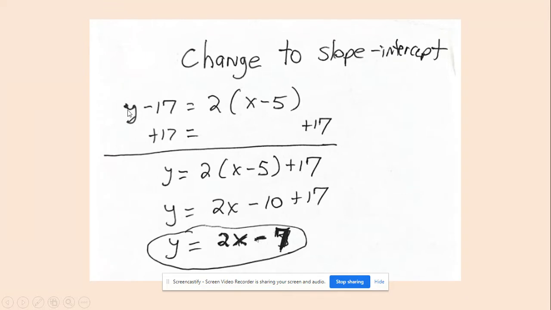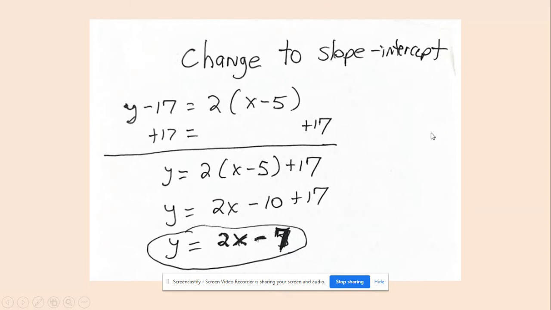Let's see what happens. So we're going to change the first equation we came up with into slope-intercept form. y minus 17 equals 2 times x minus 5 is what we wrote. And if we want to get y by itself, we're going to add 17 to both sides. And you can see that does get the y by itself. And we just have to clean this up by using the distributive property. So 2 times x is 2x, minus 2 times 5 is 10. And we see we have a minus 10 and a plus 17. We can combine those like terms, and we end up with positive 7. So in slope-intercept form, that same equation is y equals 2x plus 7.